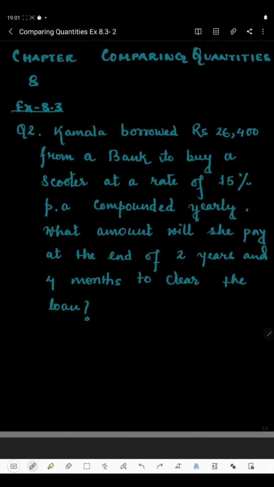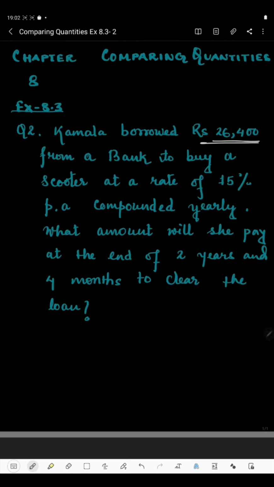loan? So, at the end of 2 years and 4 months, what you have to pay as an amount to clear the loan, okay? So, that means at the end of 2 years and 4 months, Kamla has to give the money which she has taken from the bank, and on that, she has to pay the interest also, okay? Now, let us write what is given here.